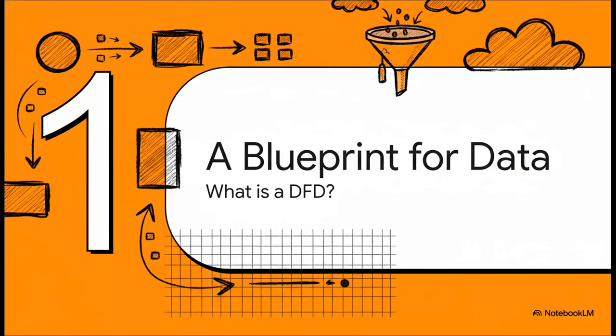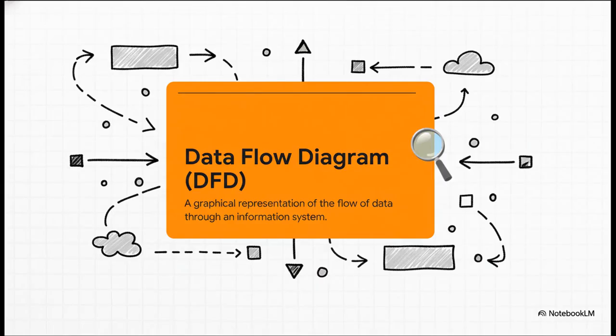First things first, what is a data flow diagram really? Okay, so at its core, a DFD is just a map. It's a map that follows the path of information. Now, this is super important. It's not a flowchart. A flowchart is all about logic. If this happens, then do that. A DFD completely ignores all that. It only cares about one thing, the data. Where does it start? What happens to it along the way? And where does it finally end up?